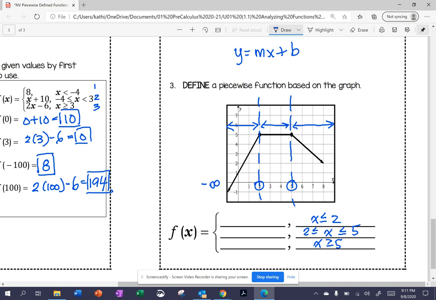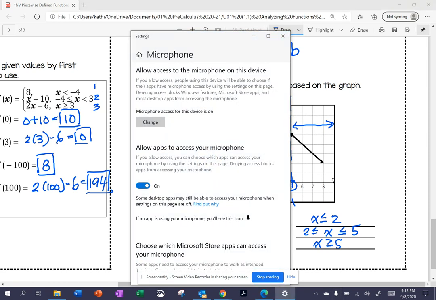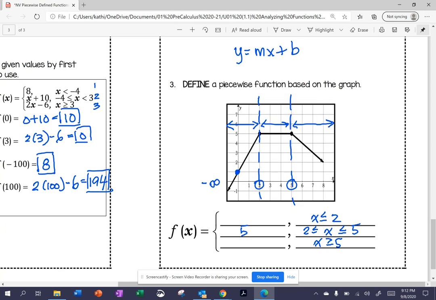So now I want to write some equations. Taking a look at the middle equation, I see that's a horizontal line. That's going to be y equals 5. I got that one. For the first interval, I see my y-intercept is 1, and my slope is rise over run. So rise is 1, 2, and run is 1. So the slope is 2 over 1, and my y-intercept is 1. So substituting in my equation, I get y equals 2x plus 1.